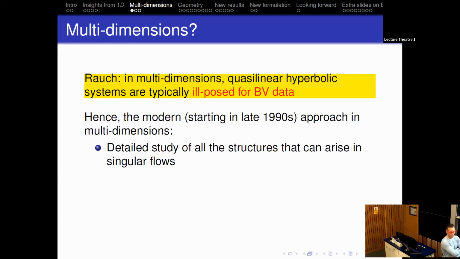Sorry, I don't actually know what any of these words mean. So what does it mean for BV data in multi-dimensions? Yeah, so I guess there are various ways of setting up the definition of bounded variation initial data. Is it BV in one direction or multi-variable? Multivariable notion of BV, or there's no known analog of multi-dimensional BV for which one has well-posedness. What does ill-posed mean in this setting?